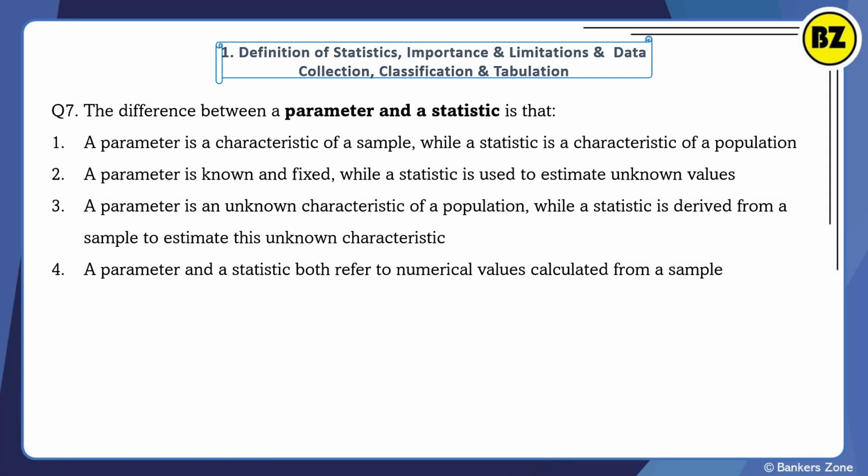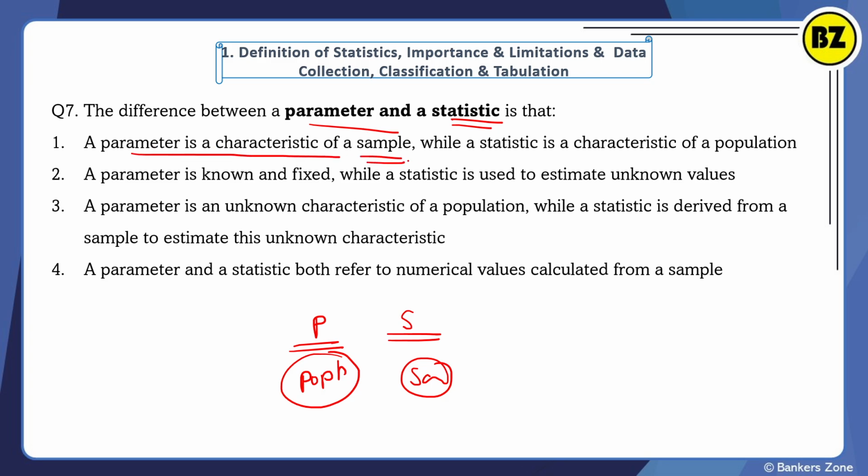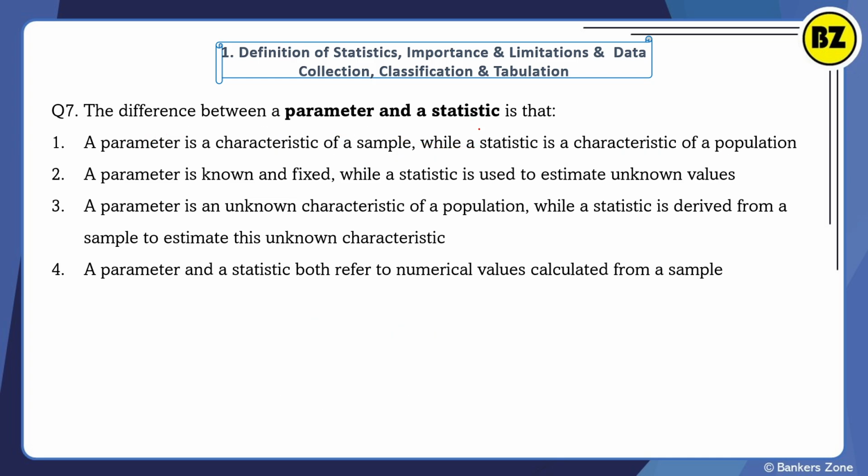The difference between the parameter and the statistic: parameter is always for the population. Population means all the data, and statistic is used for the sample, meaning a sample of the data. Very easy. Now we have to find the correct one. Parameter is the characteristic of a sample, while statistic is the characteristic of the population. So it is wrong. Parameter is for the population and vice versa. It is a wrong statement. Parameter is not for the sample, parameter is for the population.